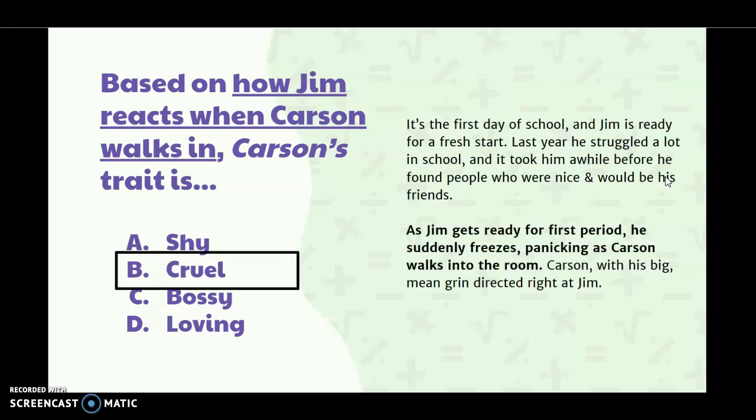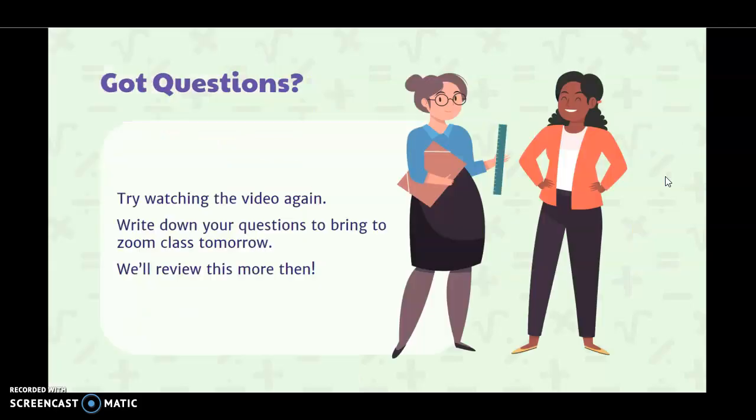So we see that he freezes and he panics when he sees Carson. We can probably guess from that Jim and Carson don't have a very good relationship. Maybe Carson is the one who made Jim's first year at school a struggle. So we can infer that Carson must be a cruel person or a cruel character.